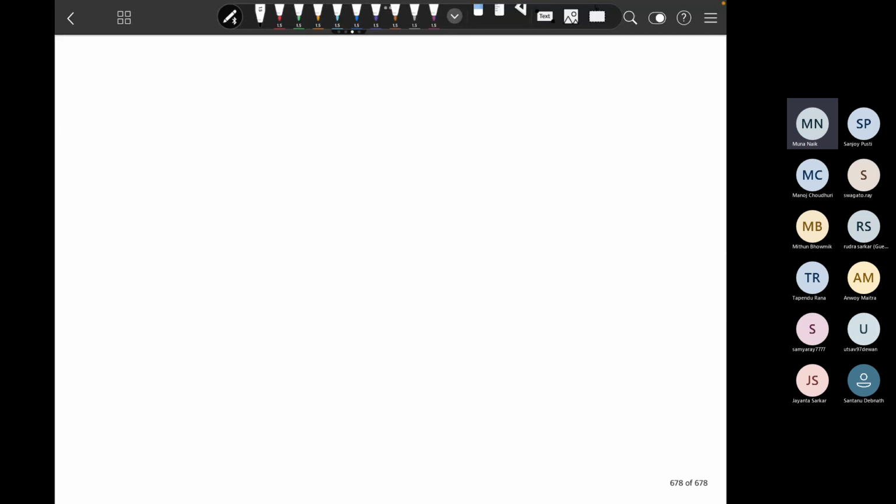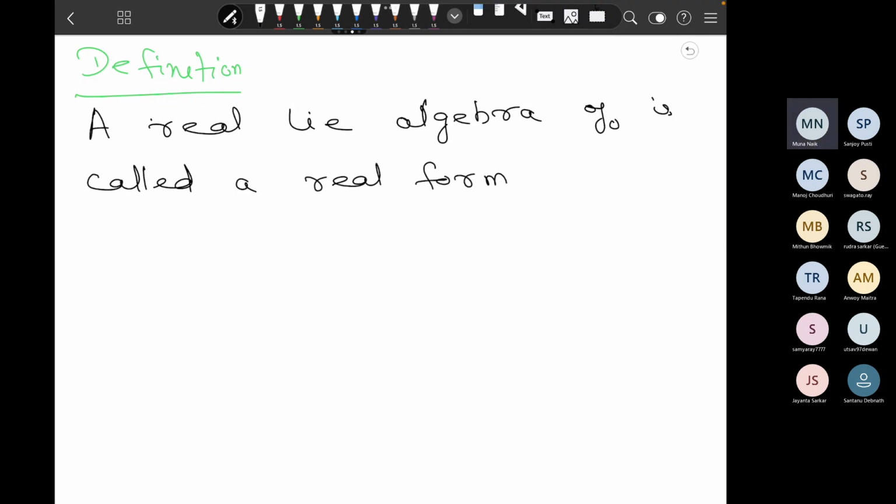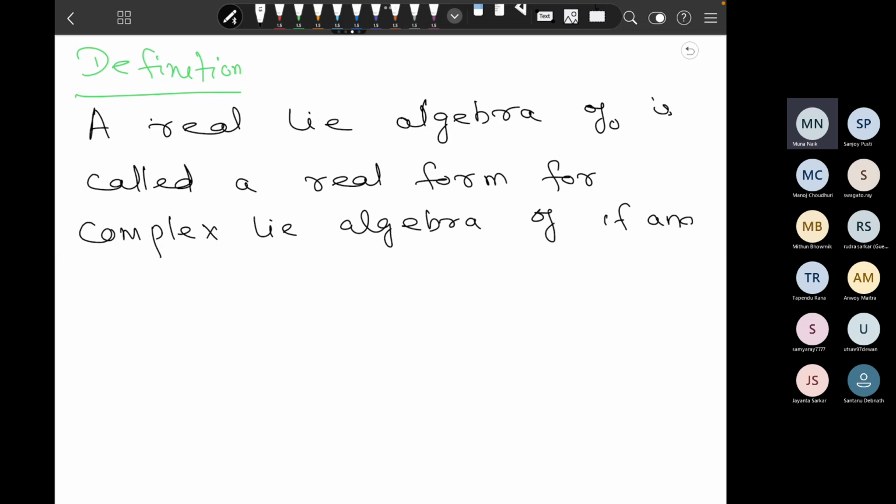So now, okay, definition. A real Lie algebra G naught is called a real form of a complex Lie algebra G if and only if G is isomorphic to G naught C. It is really Lie algebra isomorphic.